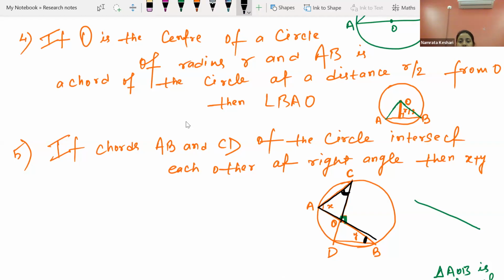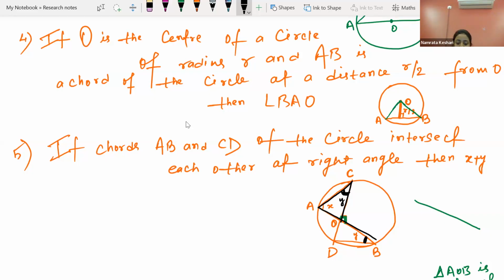Since the chords AB and CD intersect at a right angle, the angle by linear pair will also be 90 degrees, and angle ACO and angle OBD will be angles in the same segment, so they both will be equal. And in triangle ACO, we can use the angle sum of triangle. If this is y, this will also be y. Yes, everyone, you will be able to do it. This is not the question where we need to use some extra concept.